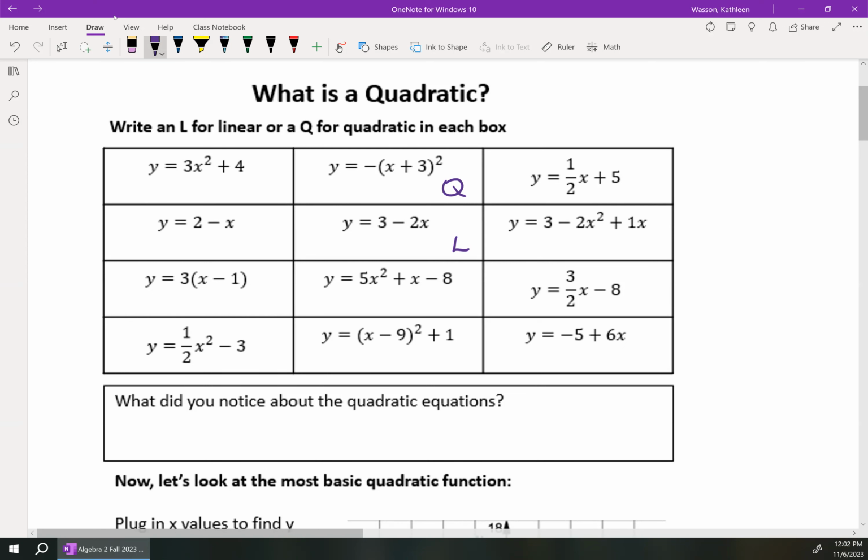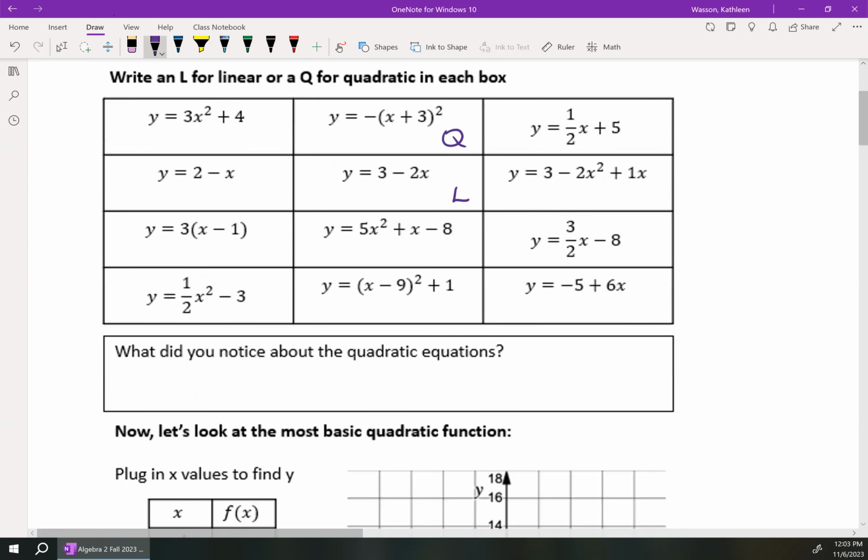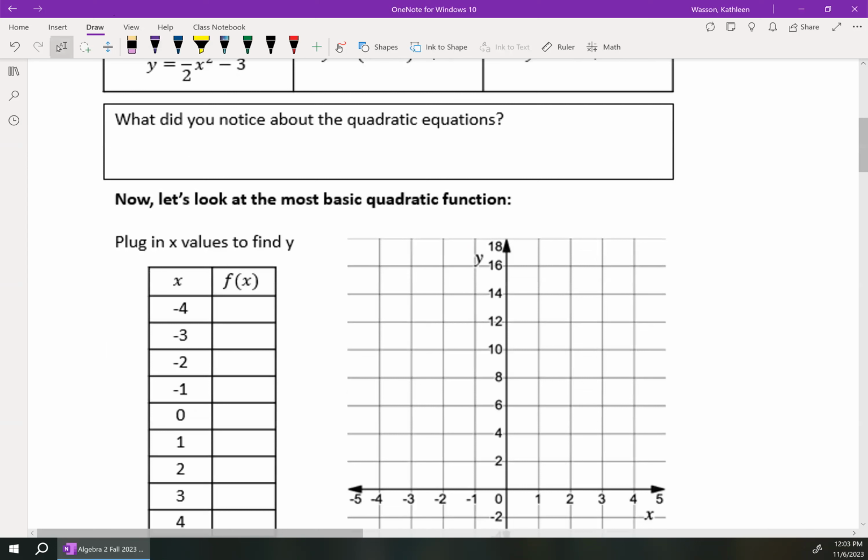If you're not able to just identify these the way they are, I recommend that you graph them, and that should help you know whether you're dealing with a line or a quadratic. And then I'd like for you to write down what you notice about these equations, the quadratic ones.